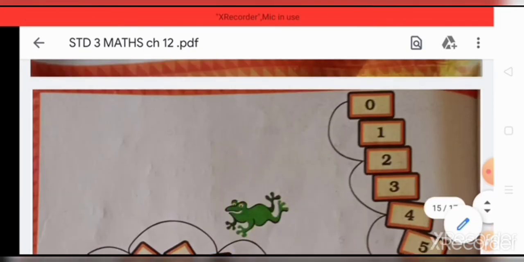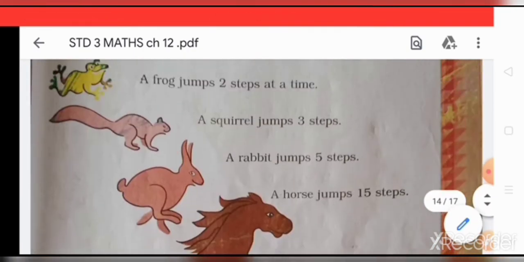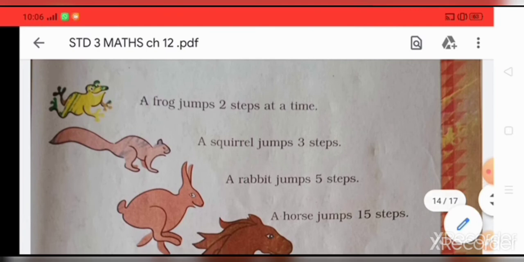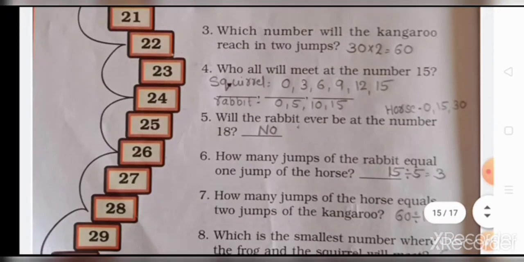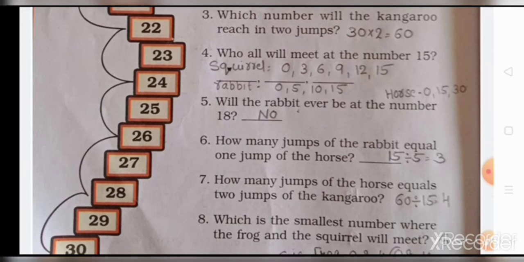Who will meet at the number of 15? Squirrel. Squirrel का कितना होता है? Squirrel 3. 3 is the divisor of 15. That means 3 1s are 3, 3 2s are 6, 3 3s are 9, 3 4s are 12, 3 5s are 15. Then how many? 0, 3, 6, 9, 12, 15.